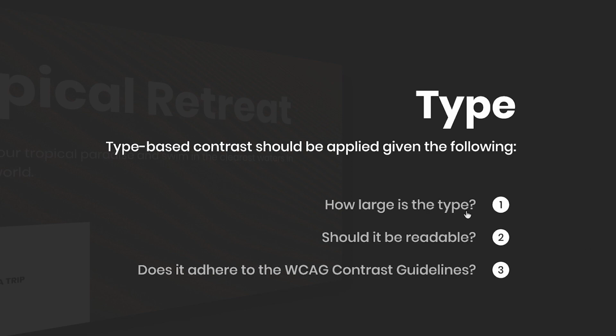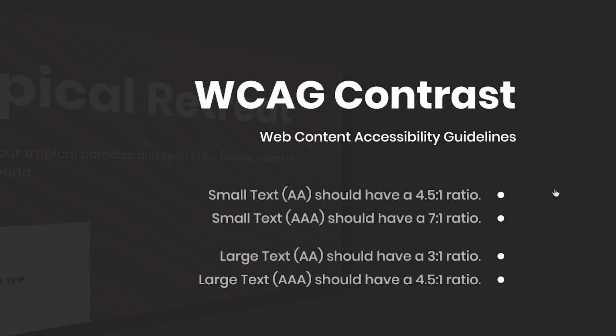So if it's type, the type-based contrast should be applied given the following. How large is the type? Should the type be readable? And does it adhere to the WCAG contrast guidelines? Now, WCAG stands for Web Content Accessibility Guidelines. So just to expand on what that is exactly, we have 4 different criteria here, and they're split up into small text versus large text, and also AA versus AAA. So small text should have a 4.5:1 ratio. Now, small text for AAA should have a 7:1 ratio.